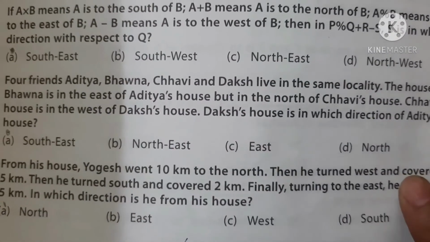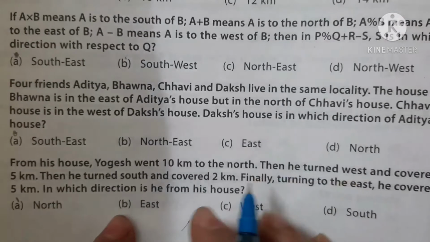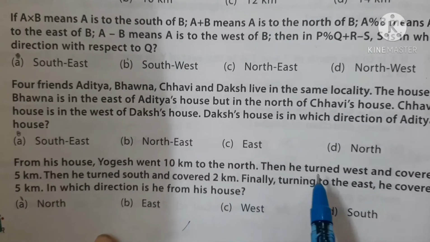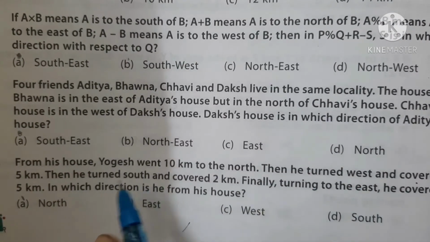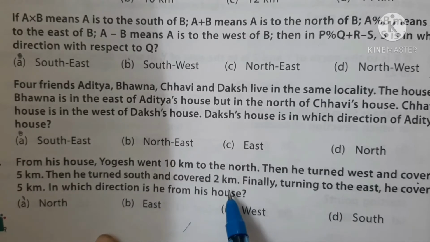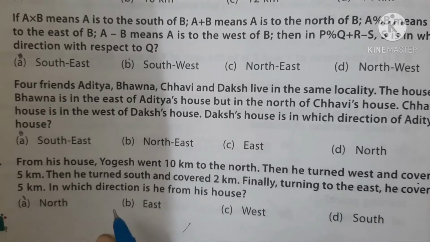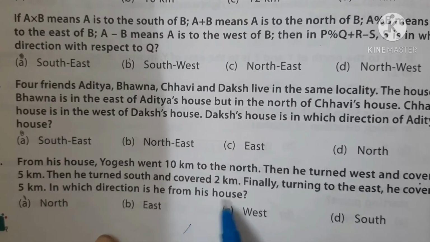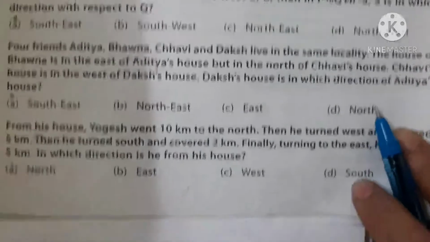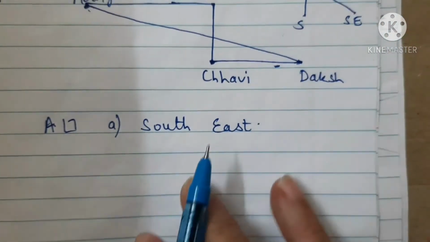Question number 18. From his house, Yogesh went 10 km to the north. Then he turned west and covered 5 km. Then he turned south and covered 2 km. Finally, he turned to the east. He covered 5 kilometers. In which direction is he from his house? Let's do this question now. Question number 18.